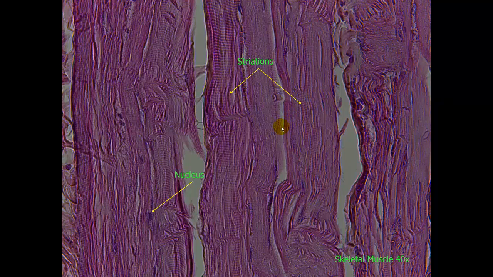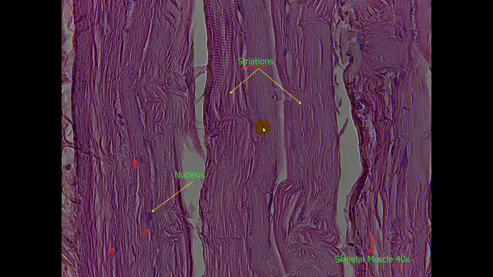Here is our first muscle slide. This is of skeletal muscle as indicated here, and this is a 40x objective. A couple things, we can see the striations. Those are the bars that you see going across the muscle fibers themselves, and these purple dots are the nuclei of those muscle fibers or cells. You can see those located throughout.